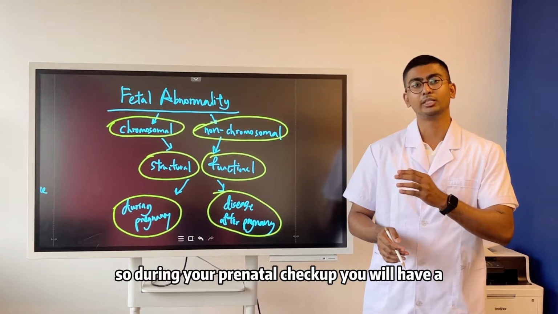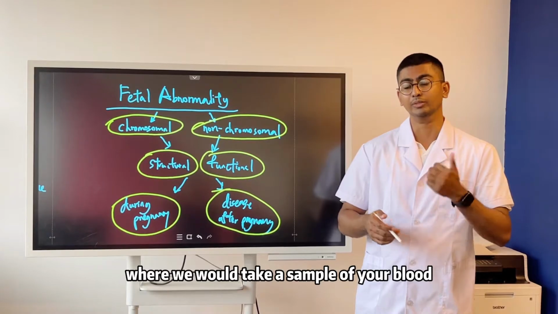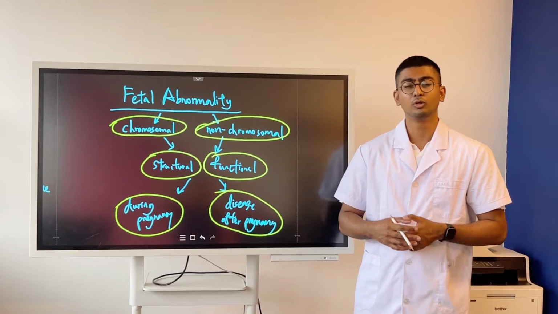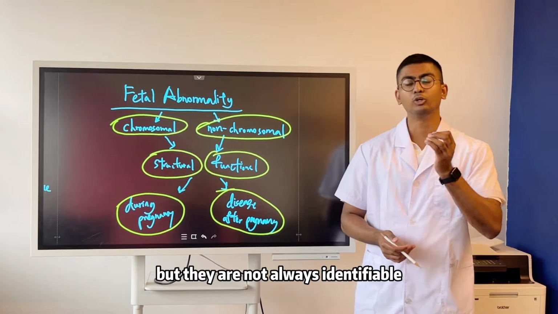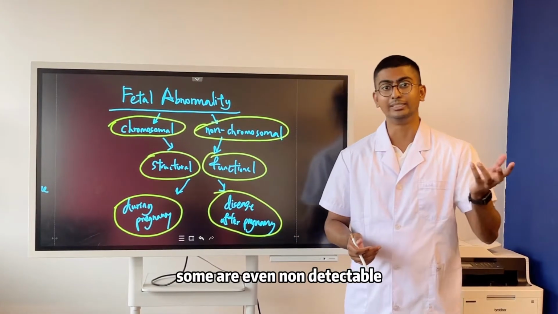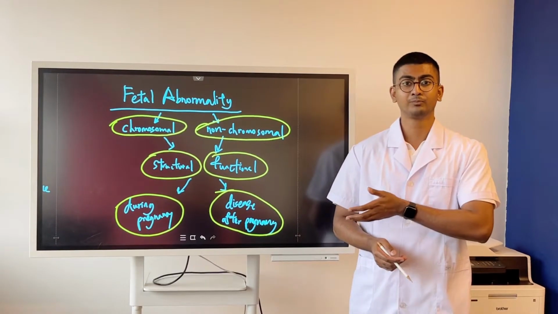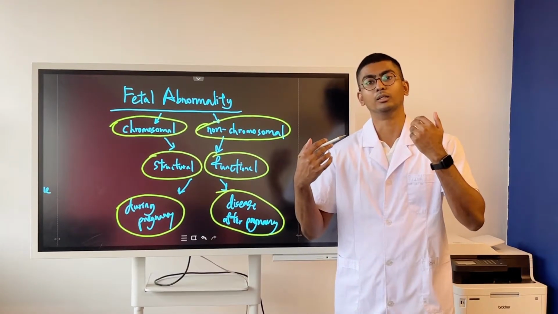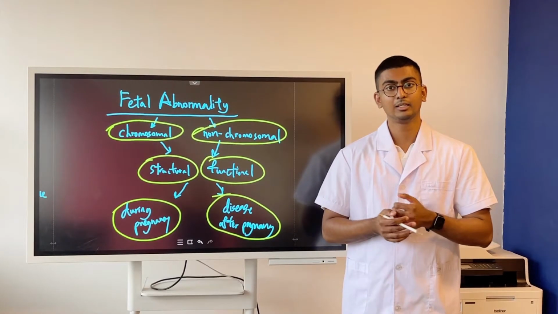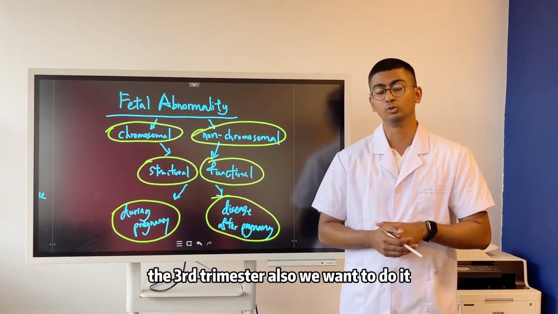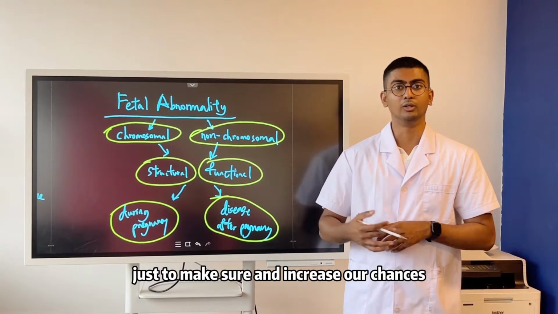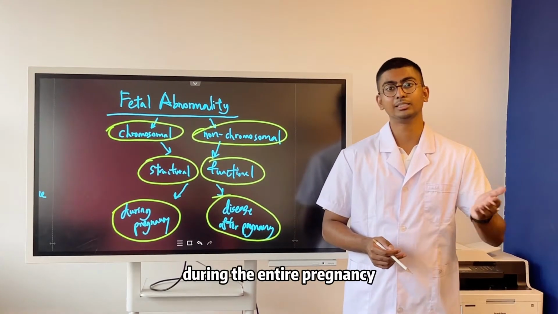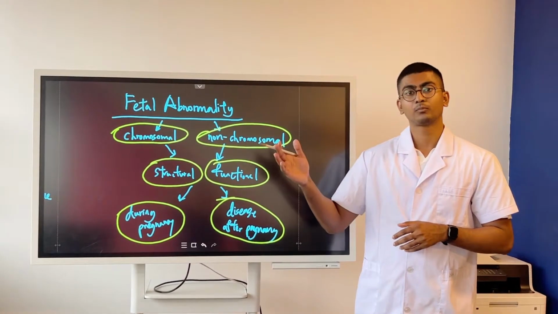So during your prenatal checkup, you will have a diagnosis session where we will take a sample of your blood and also do an ultrasound to identify any potential fetal abnormality. Now, fetal abnormalities can be identifiable, but they are not always identifiable. Some are even non-detectable. You can only see them after the baby is born. So we cannot guarantee that we can detect this abnormality. But to increase your chances, we will want you to do this ultrasound and also this blood test in your second trimester as well. In your third trimester also we want to do it just to make sure and increase our chances. But some are still undetectable during the entire pregnancy, and we still need to wait until the baby is born.